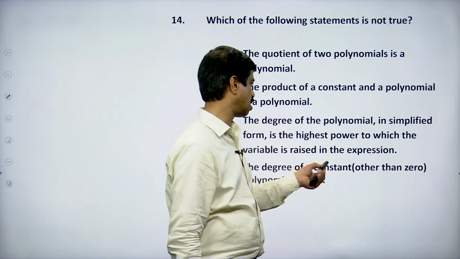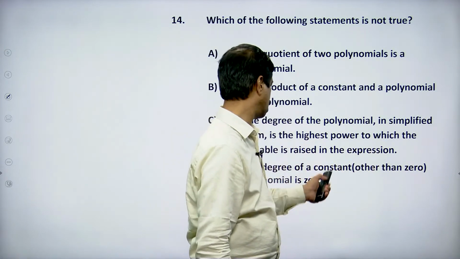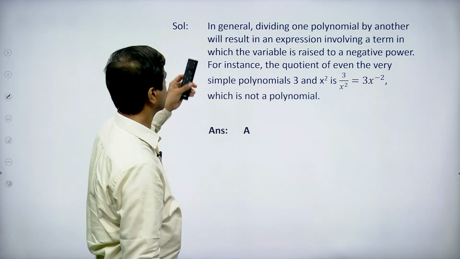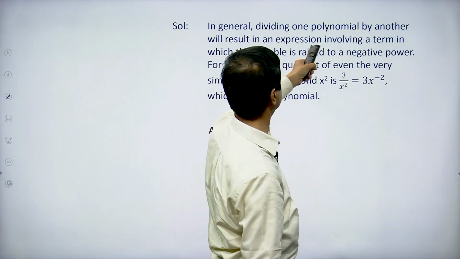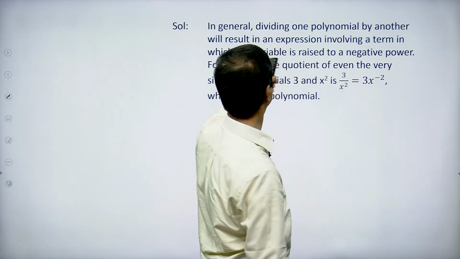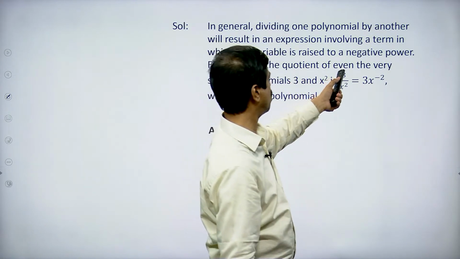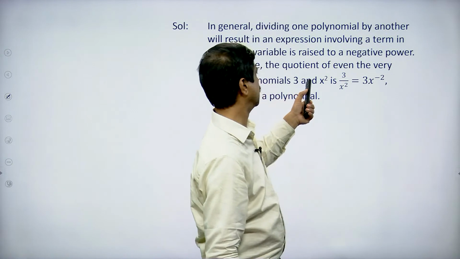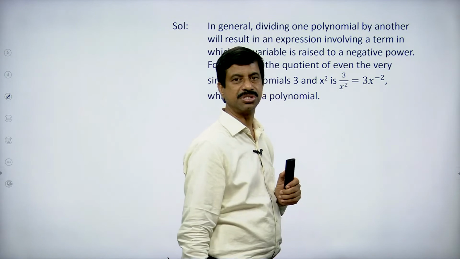The degree of a constant polynomial other than 0 is 0. So now, we are showing examples. Look at this. In general, dividing one polynomial by another will result in an expression involving a term in which the variable is raised to a negative power. For instance, the quotient of the very simple polynomials 3 and x square is 3 by x square, which is 3x power minus 2, which is not a polynomial.